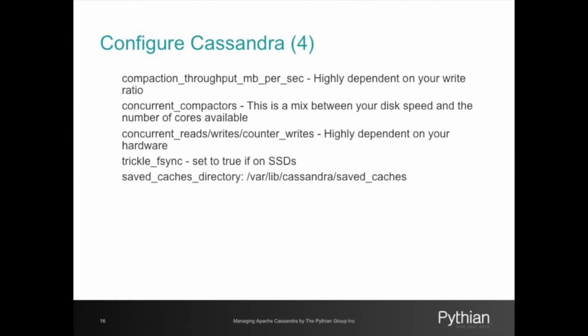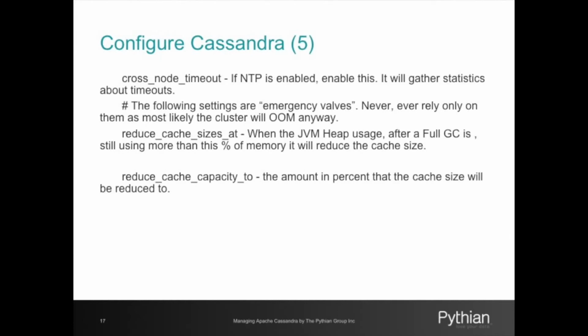Then you also have concurrent reads, writes and counters, which are highly dependent on your hardware. Trickle fsync is a setting that should always be true if you are on SSDs. And for your saved caches directory, just make sure it exists. Cross-node timeout: if NTP is enabled, this will gather statistics on your timeouts and will improve your Cassandra cluster. So, like I said, NTP must be enabled. I always have this option true.